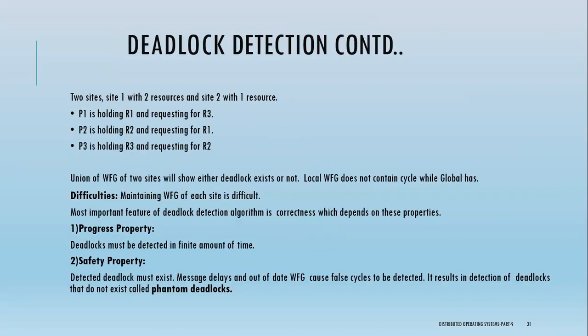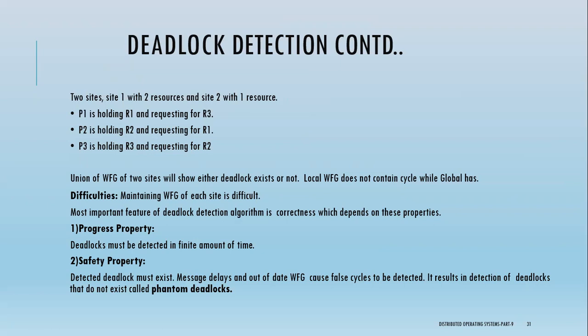Two sites, site 1 with 2 resources and site 2 with 1 resource. P1 is holding R1 and requesting R3. P2 is holding R2 and requesting R1. P3 is holding R3 and requesting R2. The union of the wait-for graphs of the two sites will show whether a deadlock exists or not. The local wait-for graph does not contain a cycle while the global one does. The difficulty here is that maintaining the wait-for graph of each site is difficult.